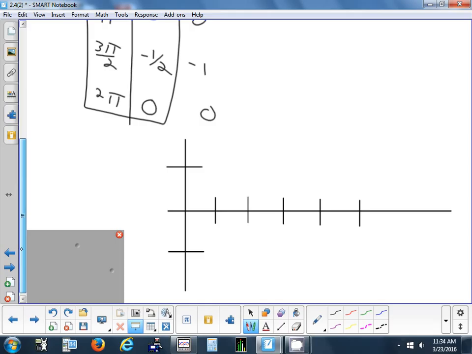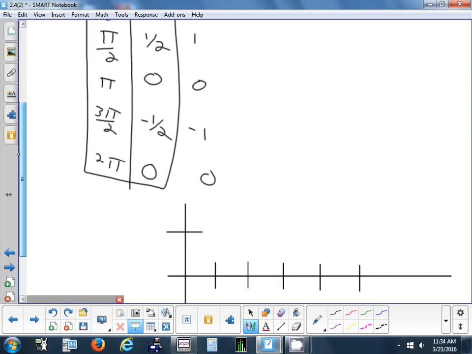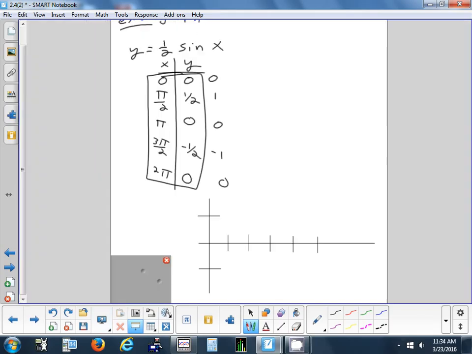Okay, we'll make our graph. This time, let's make it a little smaller. This time the highest is 1/2, lowest is negative 1/2. On the x-axis, you're going to label it the same for every problem: pi over 2, pi, 3 pi over 2, 2 pi. So if you didn't have those values memorized, hopefully by the end of today, you'll be sick of writing them and you'll know them.